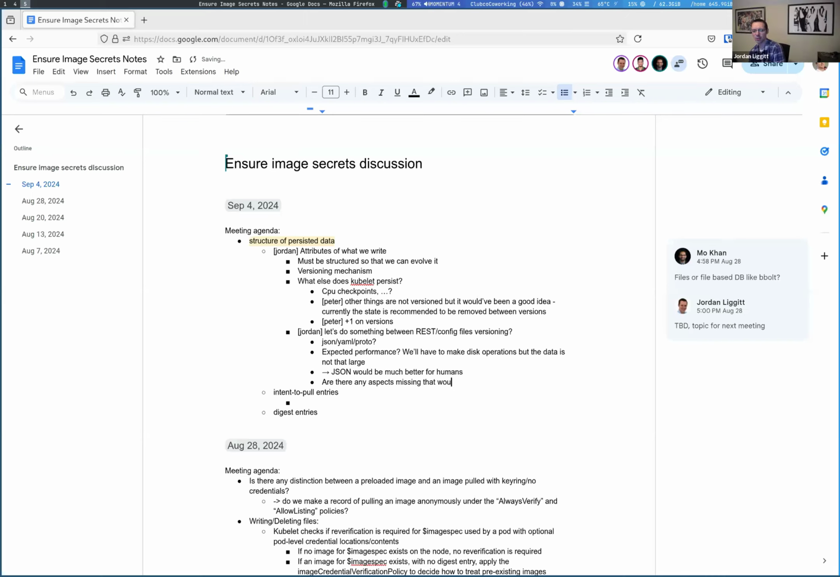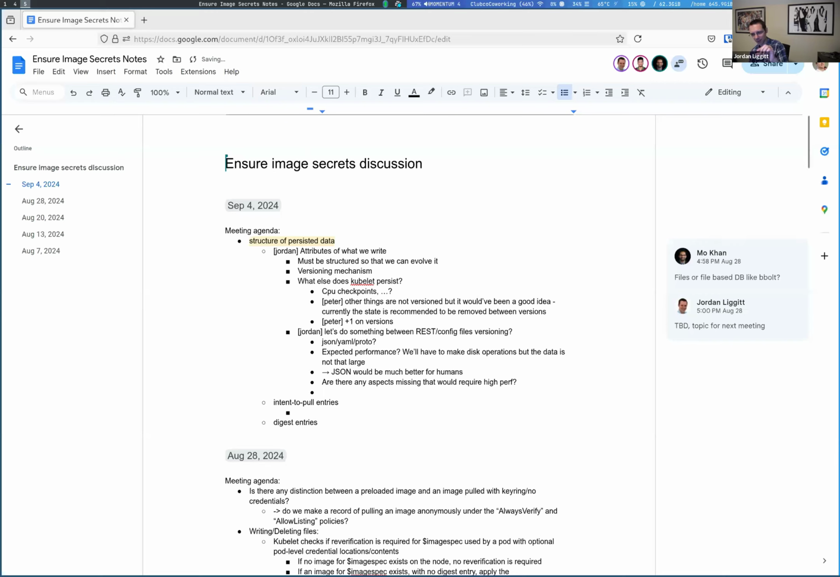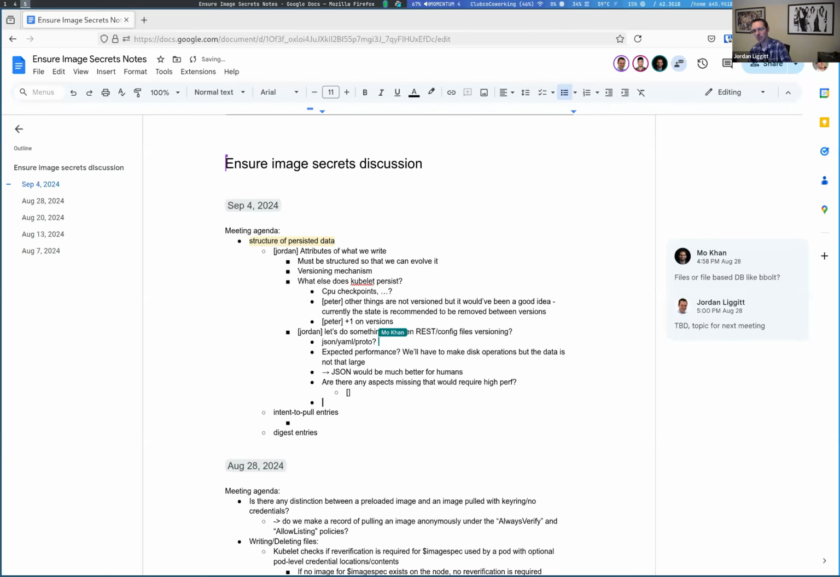I guess we haven't talked about the granularity of the records. If the intent to pull for a particular image writes a file containing just that data, that's a small amount of data. If we have a single file that lists all the intent to pull things, then adding another thing and rewriting the whole file, adding another thing and rewriting the whole file, that could become a big file, I suppose. So how granular we want the files to be is a good question.